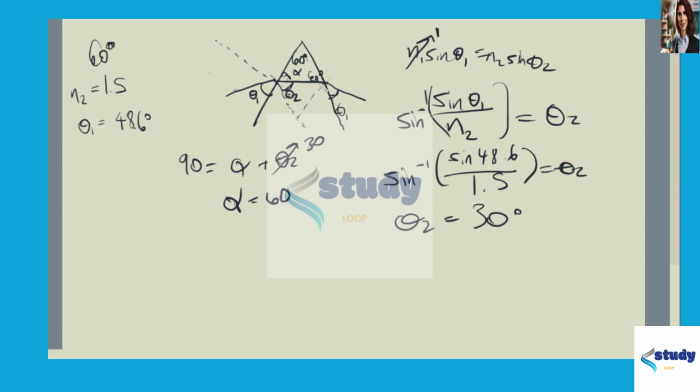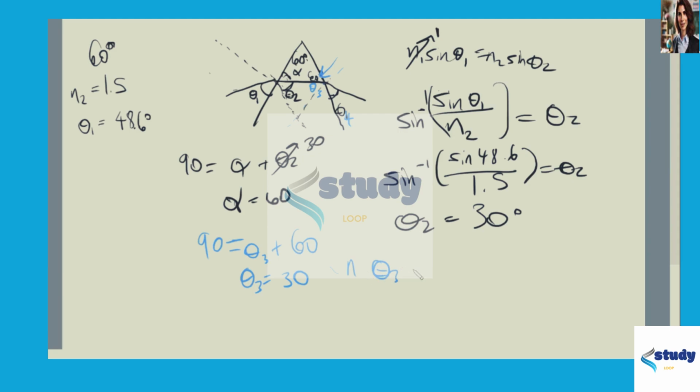So I'm going to make this a little more clear. Since we know that this angle is 60 degrees, that means that this angle and this angle, which we're going to call theta 3, have to equal, you guessed it, 90 degrees because this is normal to the surface. So theta 3 is equal to 30 degrees. Instead of calling this theta 1, we'll call it theta 4.